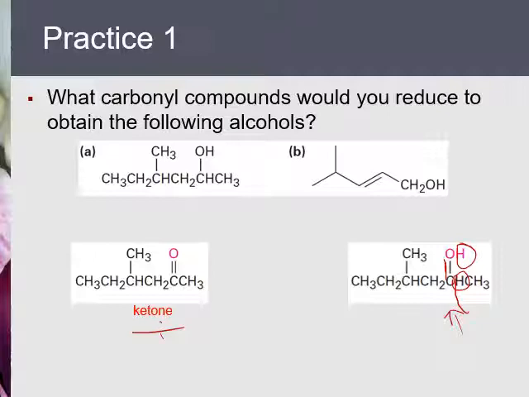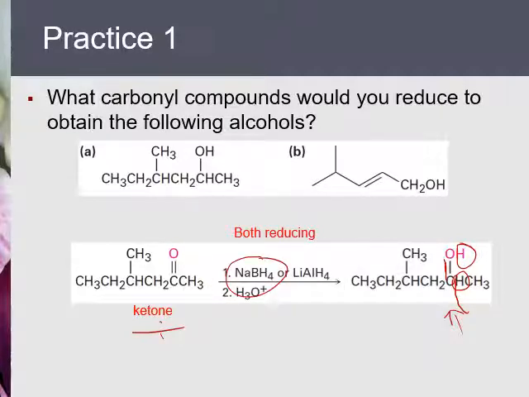And for ketone reduction, we know that we can use sodium borohydride, which is a weaker nucleophile, or lithium aluminum hydride also works. So both work for ketone in this case. So 2 steps: first step, sodium borohydride, followed by the second step, protonation, gives you the product.